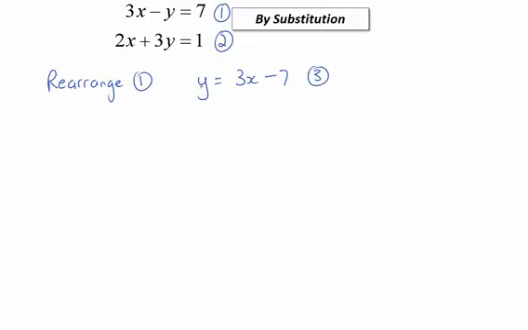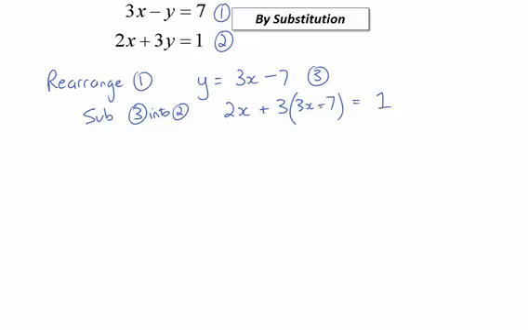Now we actually know what y equals. We can substitute that into the second equation. So again we're going to say what we're going to do. We're going to sub equation number 3 into equation number 2. So here we write 2x plus, and we've got 3y, but y is now 3x take 7. And that all equals 1.